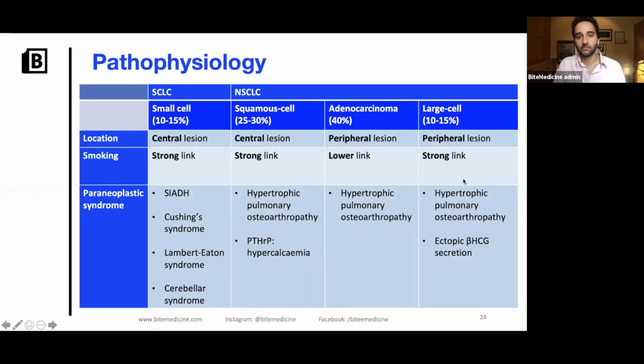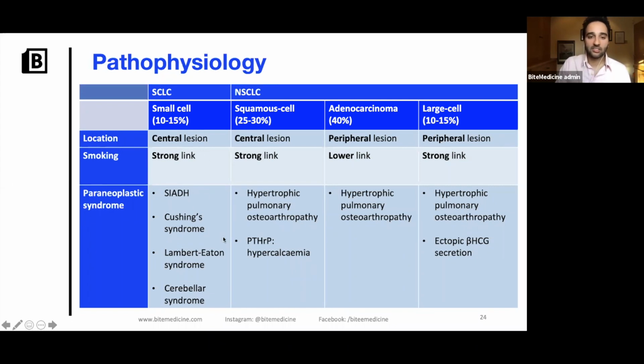So here's a reasonable table for you guys to hopefully be able to remember all of those paraneoplastic syndromes and a little bit about the associations. Small cell, often central, as is squamous cell. The other two are often peripheral. Obviously, this can differ a little bit, but on the whole, those are the locations. Smoking, on the whole, has a strong link other than adenocarcinoma, which is less associated with smoking. And then these are your paraneoplastic syndromes.